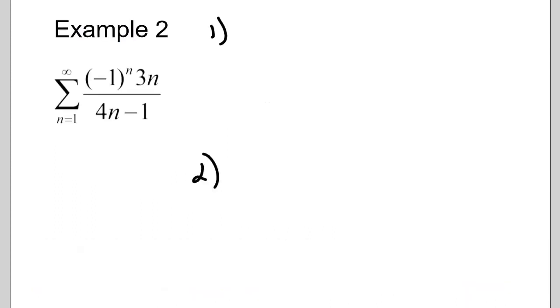All right, in example number 2, we have the series that's listed on the screen. And we're going to try to test this with the alternating series test to determine if it's convergent or divergent. So the first thing we have to look at is, do we know if it's alternating? Yes, it is alternating. The second thing that we have to look at, the two criteria, is it decreasing? And does the limit go to 0? So if we look at the first thing, let's see if it's decreasing first.